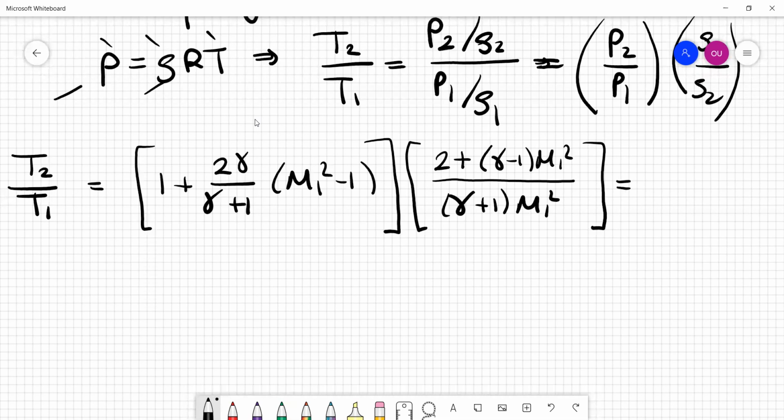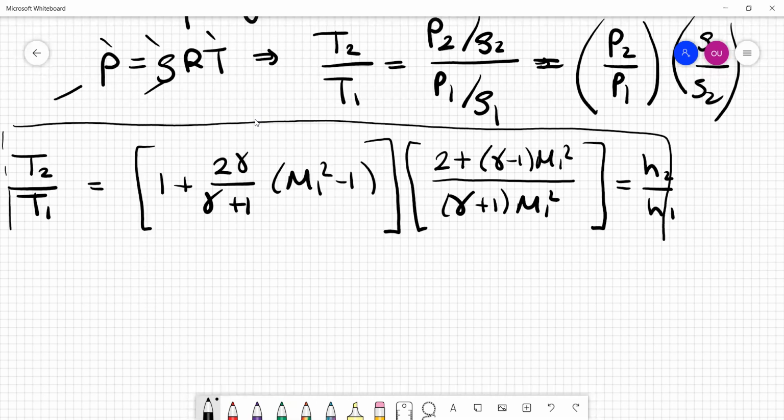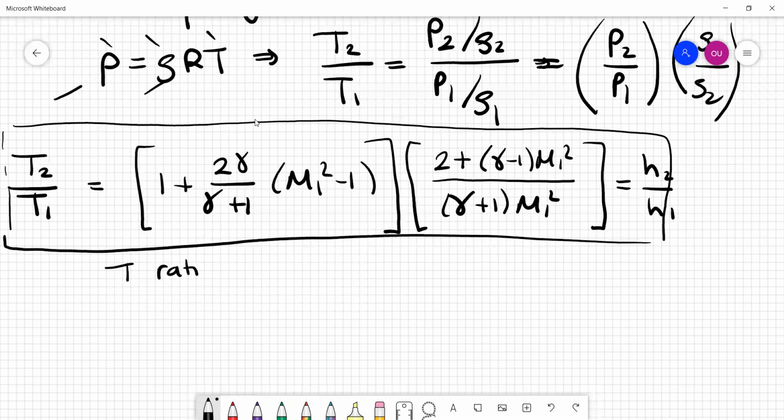And by the way, if you just multiply temperatures by Cp, it's also equal to the static enthalpy ratio, right? Because Cp times T2, Cp times T1. So this one is now the temperature ratio. Anyway, you see what I'm saying. T ratio now across a normal shock wave.